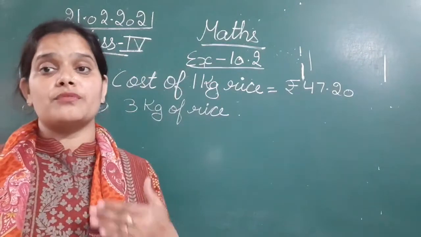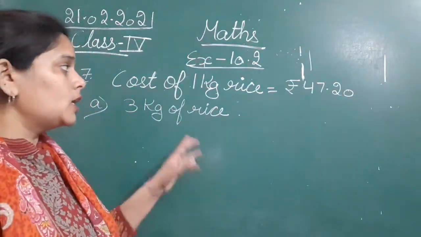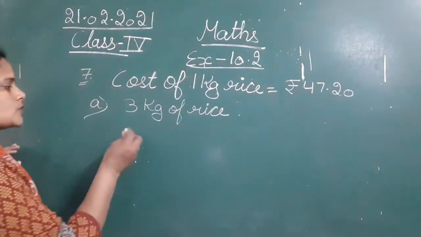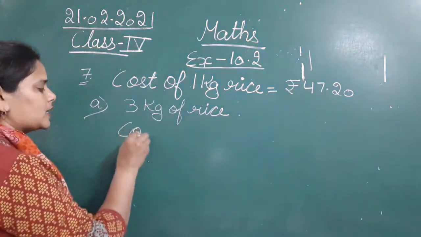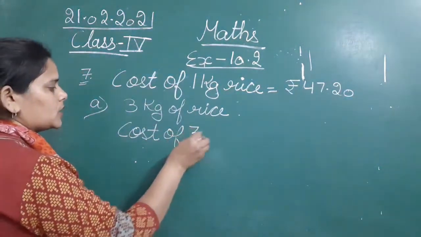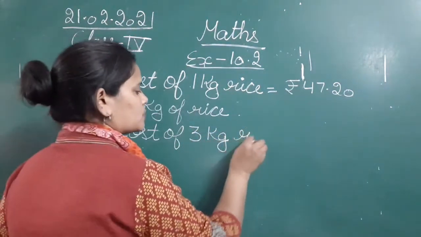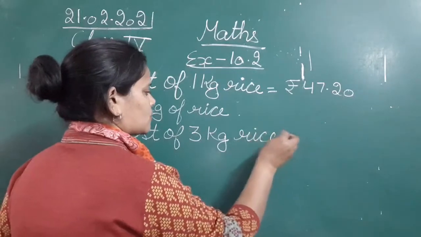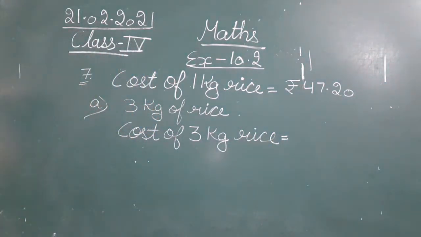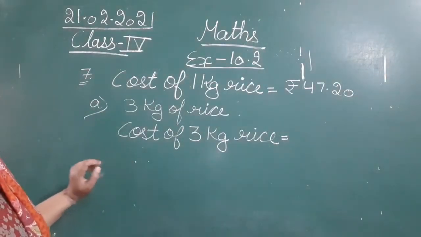So for finding the cost of 3 kg of rice, we are going to multiply the cost of 1 kg rice with 3. We need to find the cost of 3 kg rice. हमें 3 kg rice की जो cost है वो निकालनी है.